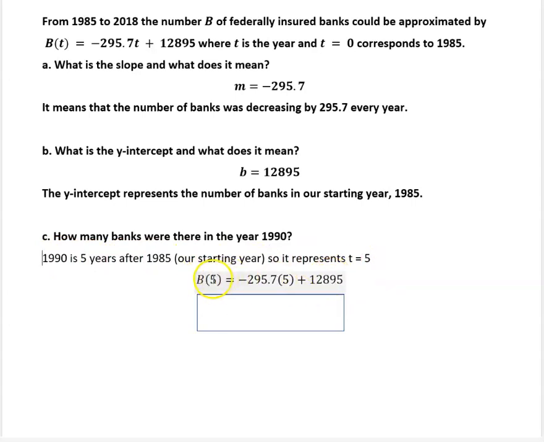Now we're going to replace that T with the 5 in our equation, and then simplify that to find out what we get. If we multiply these two things and add that, we get 11,416 and 5 tenths. And so that means that we had about 11,400 federally insured banks in 1990.